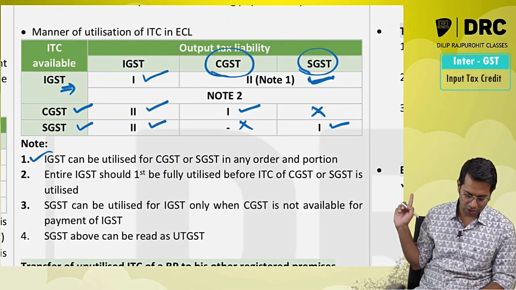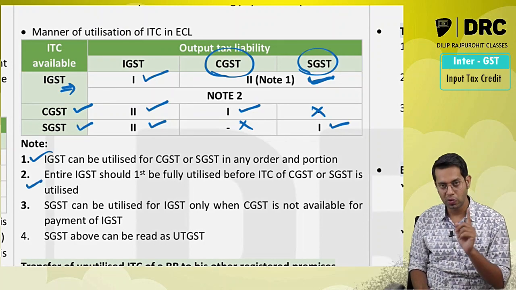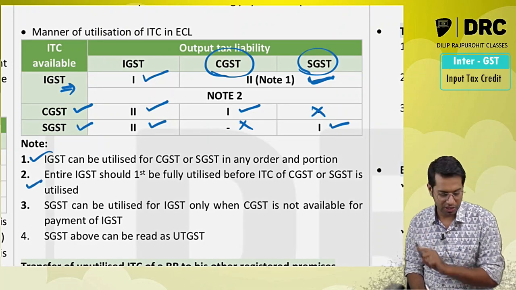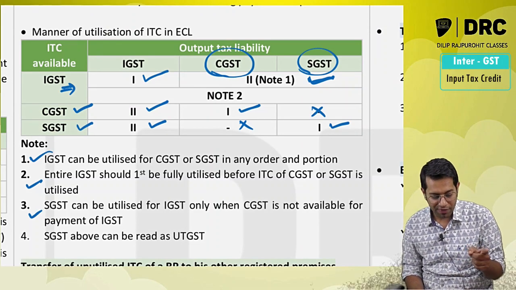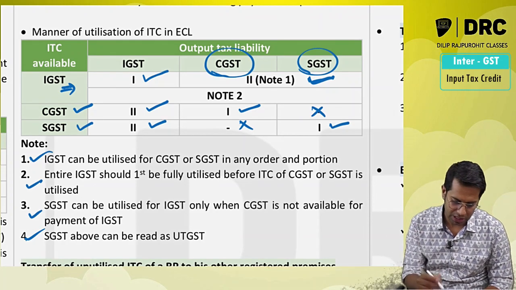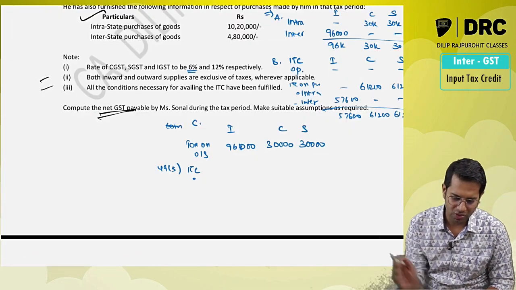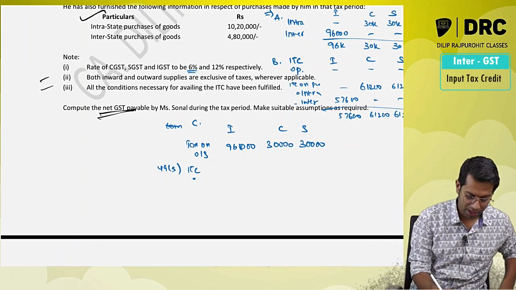So basically IGST can be used for CGST, SGST in any proportion. IGST should be fully utilized, only then you can go to CGST or SGST. SGST can be used for payment of IGST only when CGST does not have any amount to pay IGST. And IGST can be read as UTGST also. So this is a very simple point over here actually, and very important as well.